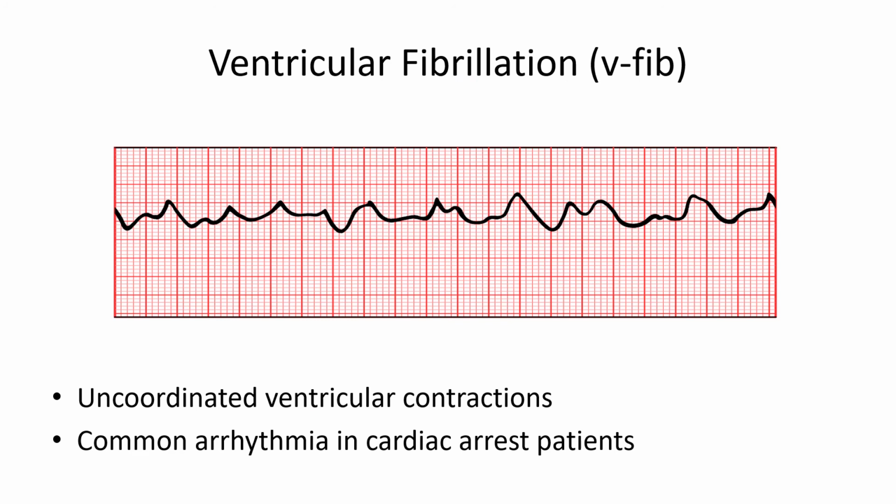This problematic condition is called ventricular fibrillation, or v-fib for short. You'll notice there's nothing regular here. In fact, it's very difficult to find any normal sinus rhythm. It is also difficult to time the length of the cardiac cycle because I'm not really sure which one's an R wave. So this is commonly seen in cardiac arrest patients. Ventricular fibrillation, or v-fib, means there's uncoordinated activity in the ventricles. They're not contracting together as a unit.